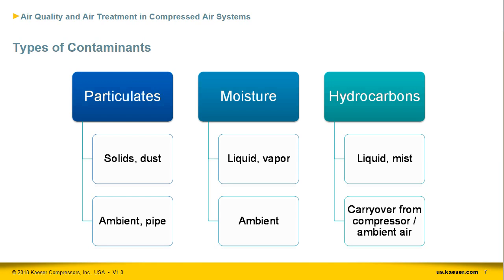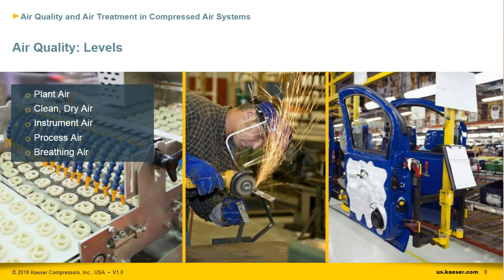When designing plant air systems, people have different expressions to indicate the overall level of air quality needed. Shop air, plant air, CDA or clean dry air, instrument air, these are the common phrases we hear. They're commonly understood, but they're not well defined. Instrument air is a classic example. Often when people hear instrument air, they assume that means a desiccant dryer is required. It's not actually true, and we'll see a little bit more of that later on.